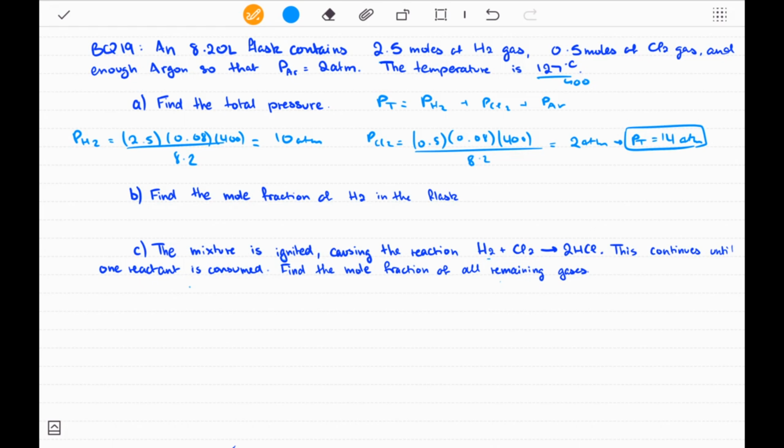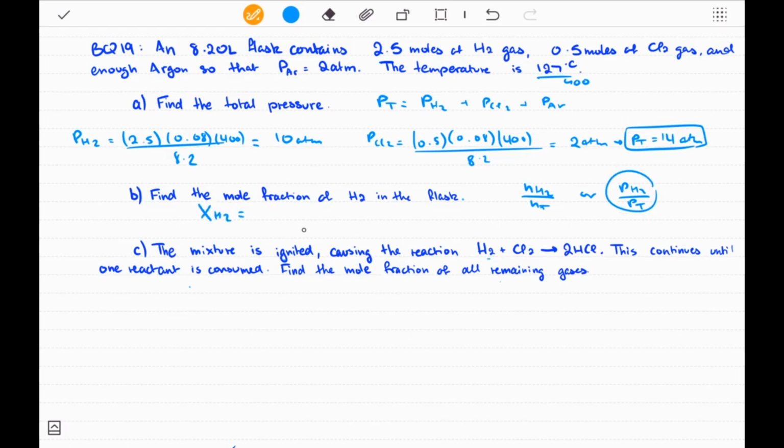So this isn't hard, this just needs you to remember that you should use PV = nRT. Part B asks you to find the mole fraction of hydrogen in the flask. Now there are 2 formulas for mole fraction. We would either do the number of moles of hydrogen over the total number of moles, or we would do the pressure of hydrogen over the total pressure. Now we can clearly see we already have the pressure of hydrogen, we already have the total pressure, we calculated both in part A, so we can just use this one and it's a direct substitution.